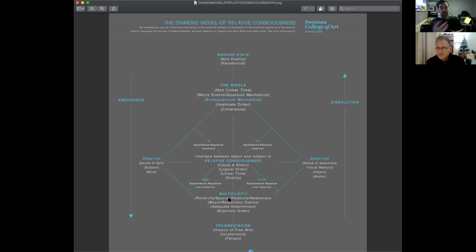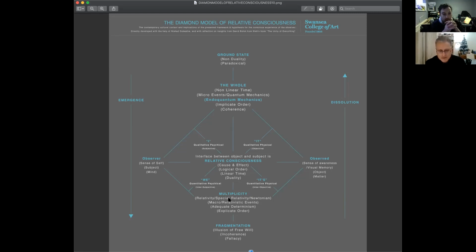You have to separate out the self first before you can even talk in terms of separate parts, because there has to be somebody who's observing those separate parts. So that's why, I'm suggesting, we have this initial differentiation between the observer and the observed. And then that differentiation, if you like, extrapolates to generate this world of multiplicity.